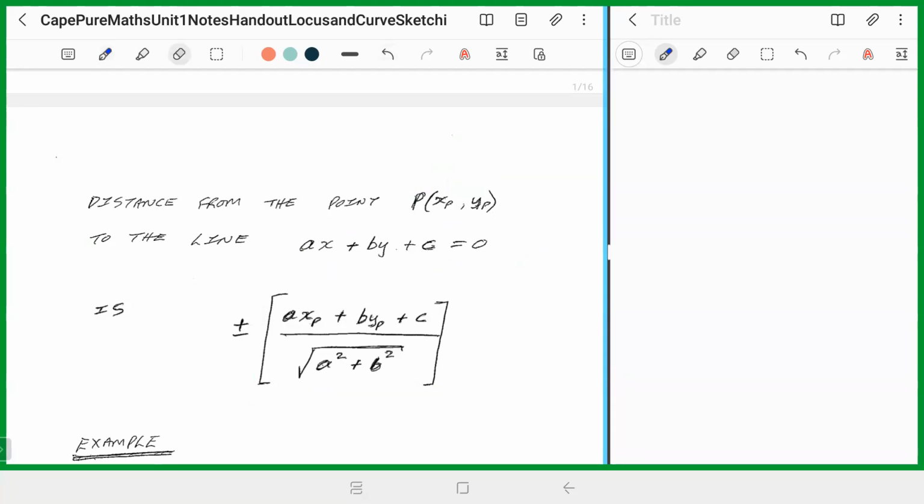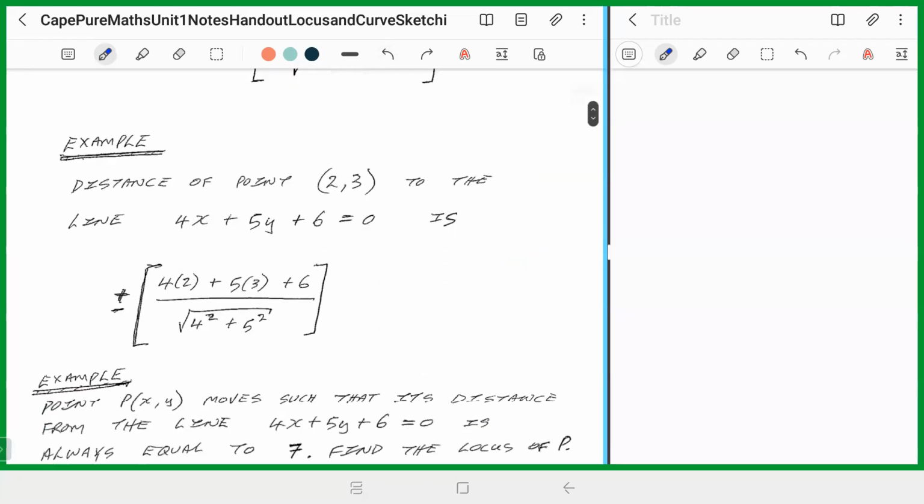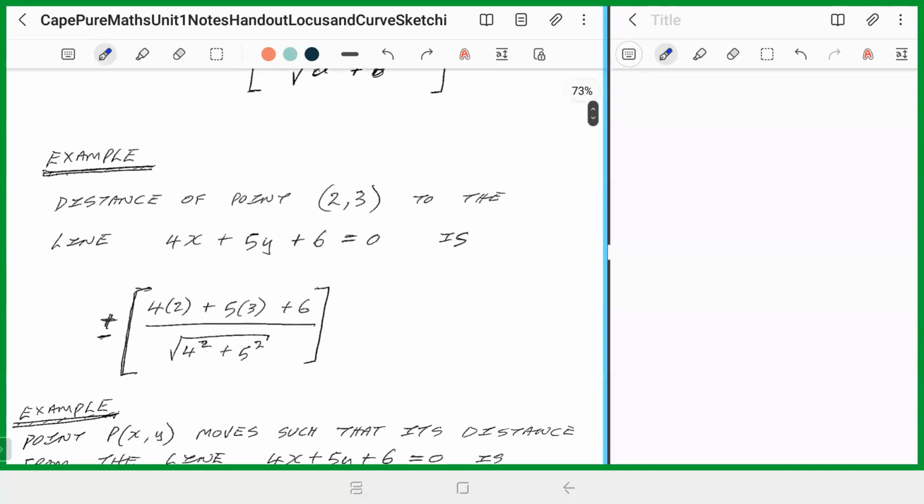So I've not seen any pure maths question yet where you have to use this formula, but look at it carefully. I have an example on the screen as well. If we want to find, for example, the distance from this point to this line, you're setting up this expression where you're dropping this on the x and dropping this on the y, and doing the square root under here of this value squared plus this value squared.